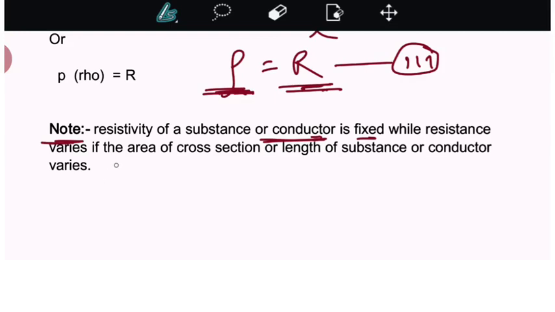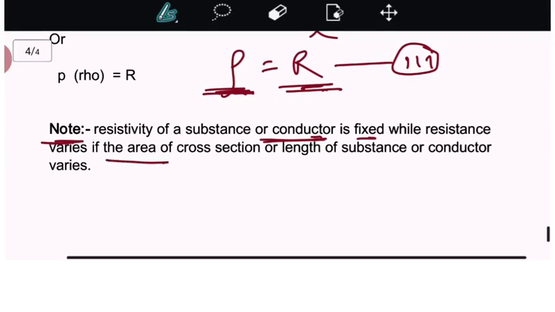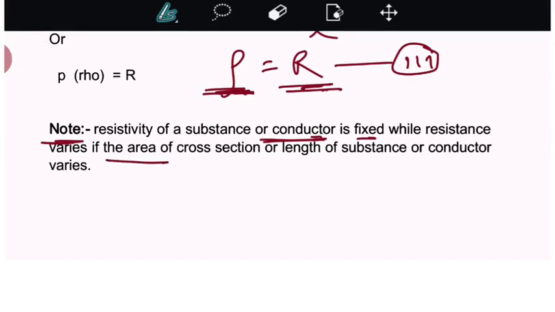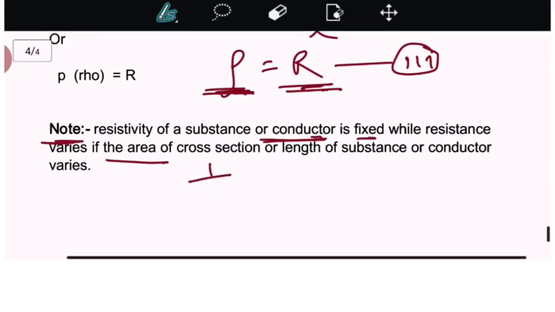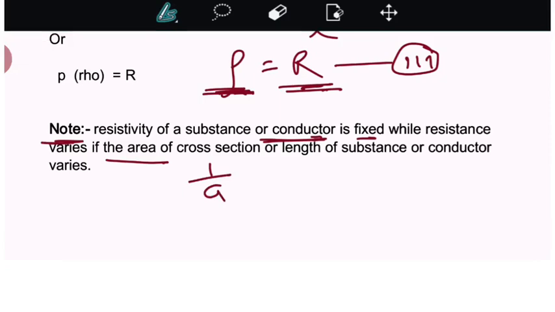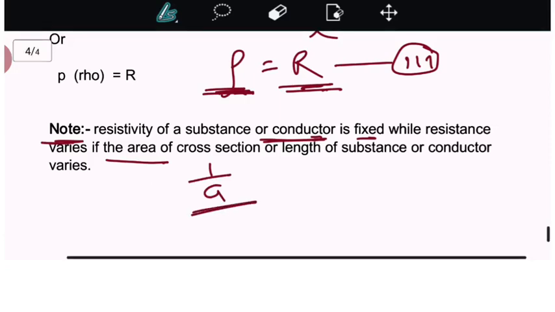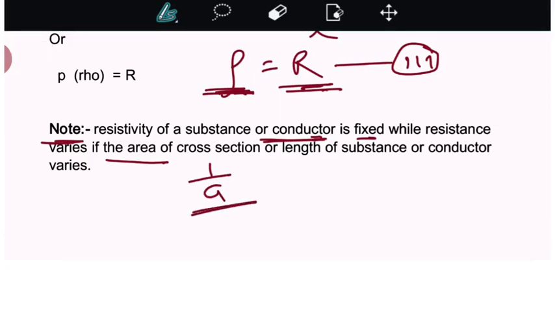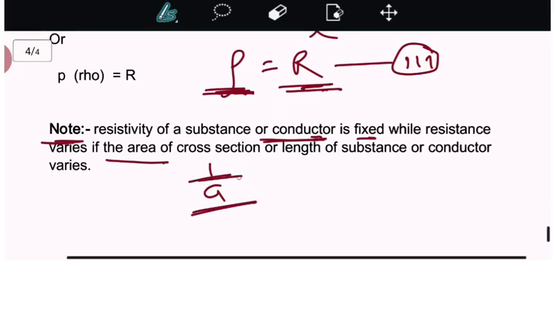If length is increased, resistance will increase. If length is decreased, resistance will decrease. If area of cross section is increased, then what happens? Resistance will decrease, because it is inversely proportional, that we have read. So the best conductor is that substance which has less resistance.